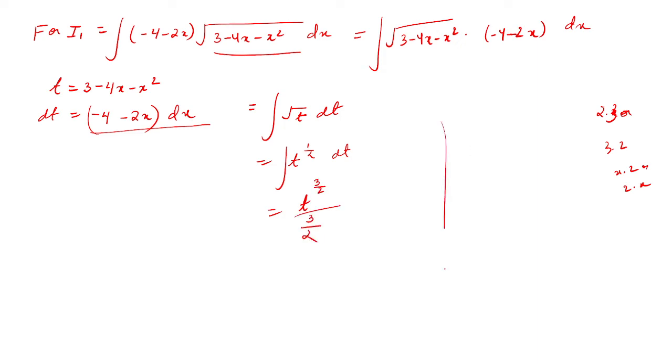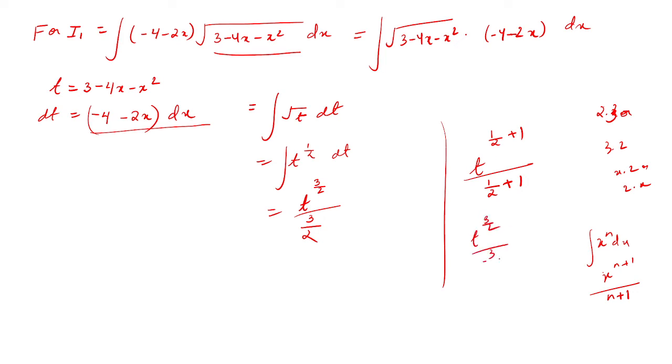If some of you are still not very familiar with integration, this is the formula, okay? That's how I get it, because it's n plus 1, right? The integration of x to the power n is always going to be x to the power n plus 1 divided by n plus 1, okay? Clear? In this case our n is half, so I'm replacing this. So t to the power 3 by 2 and 3 by 2.